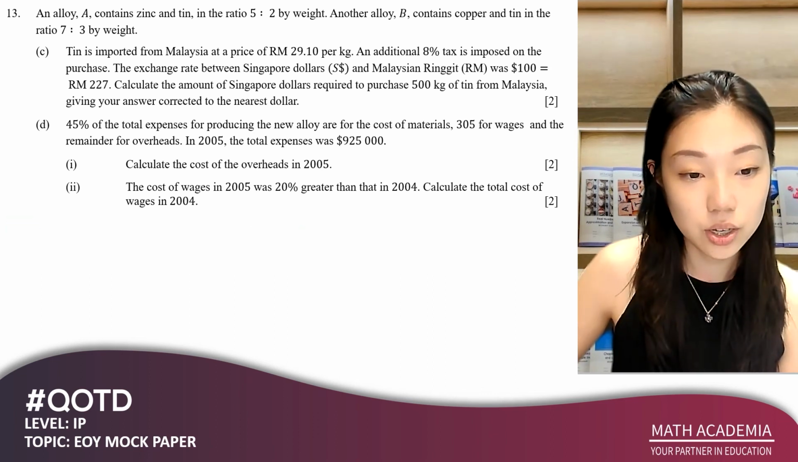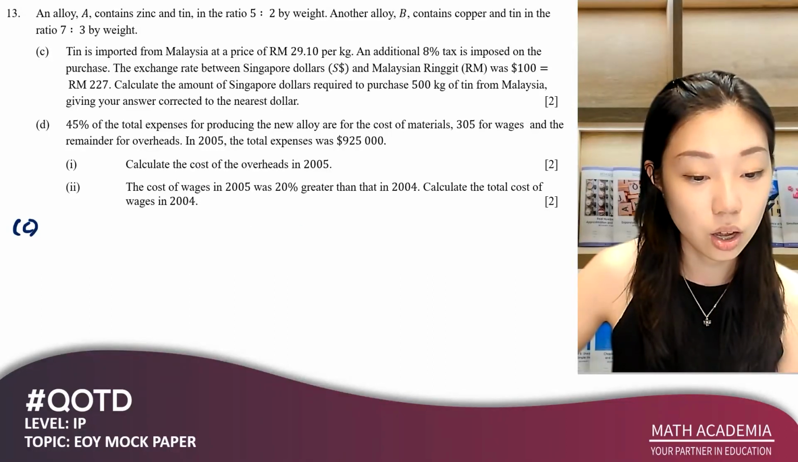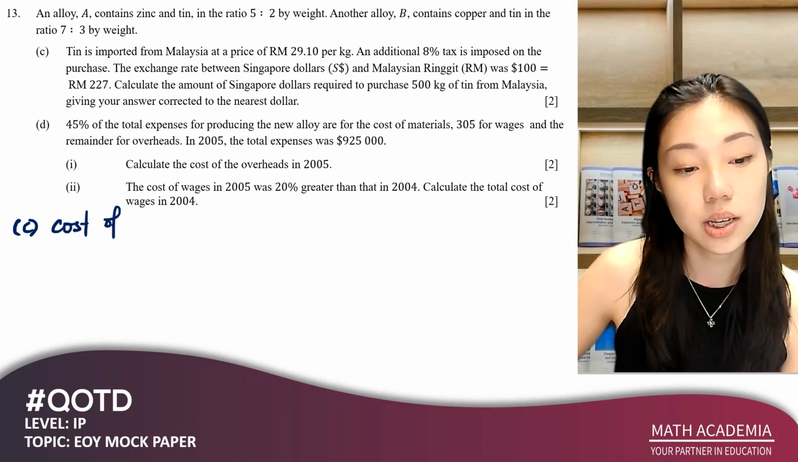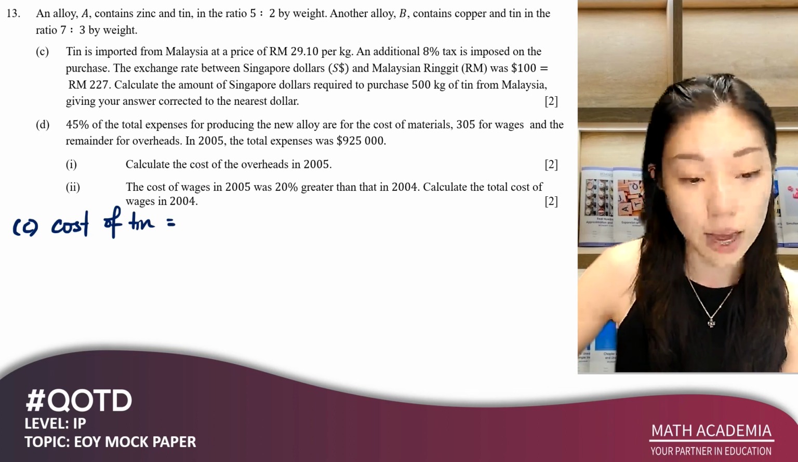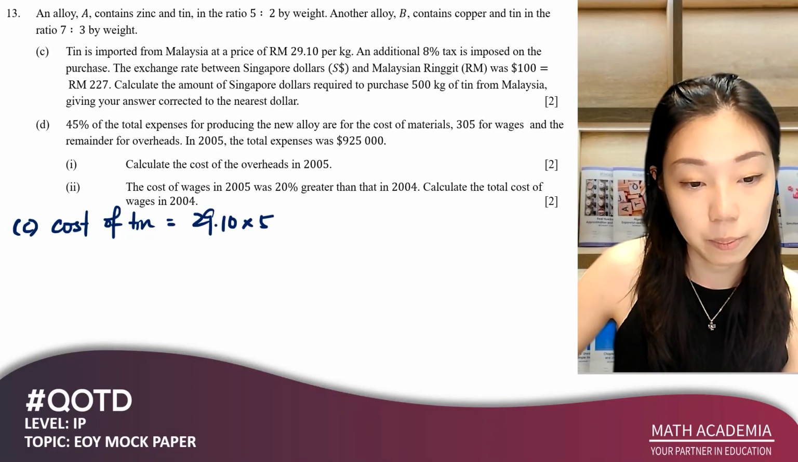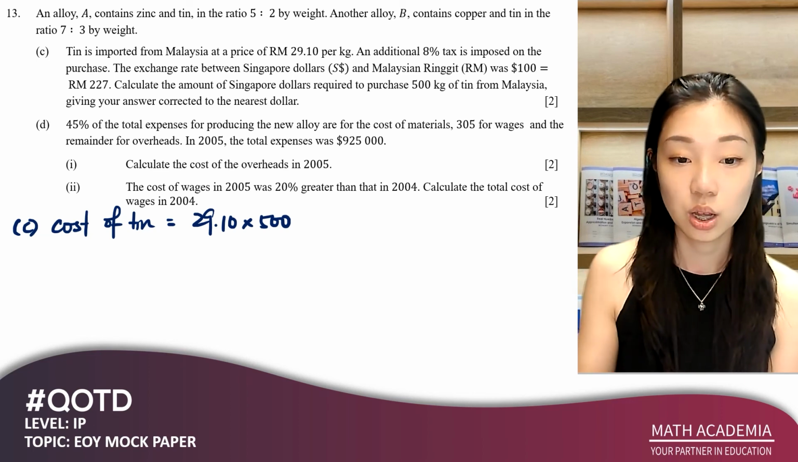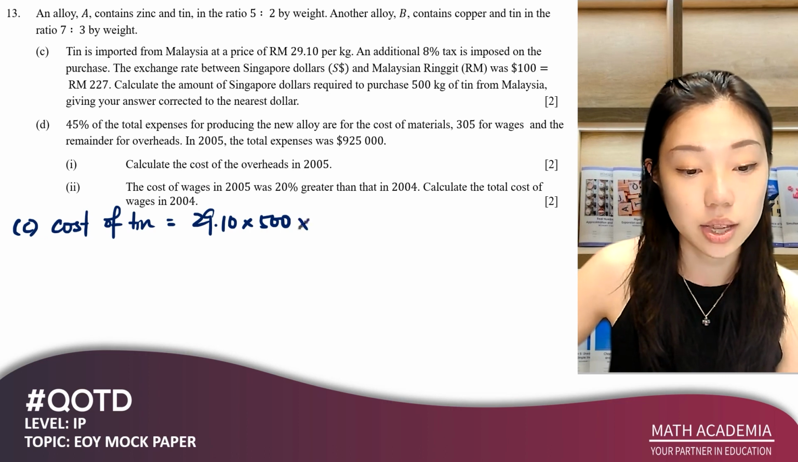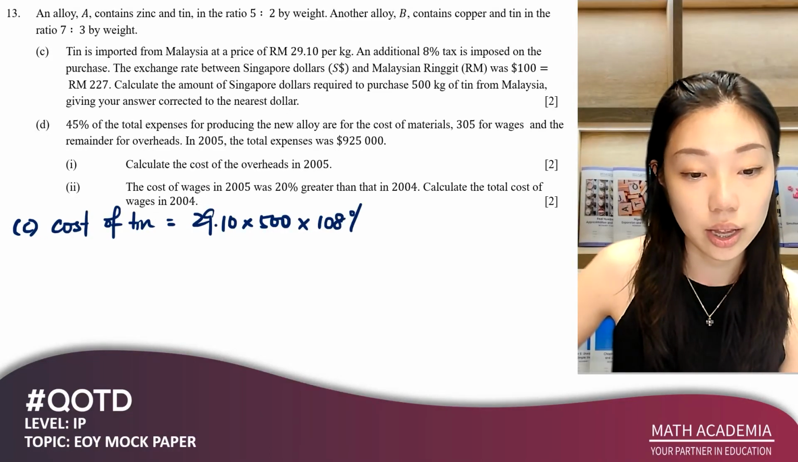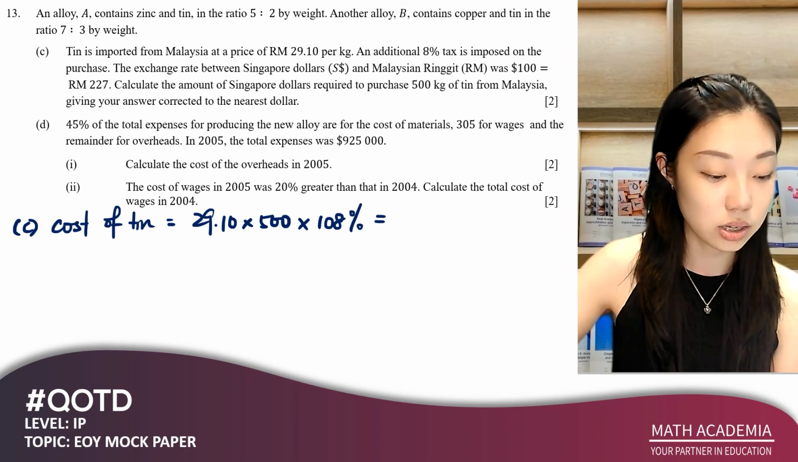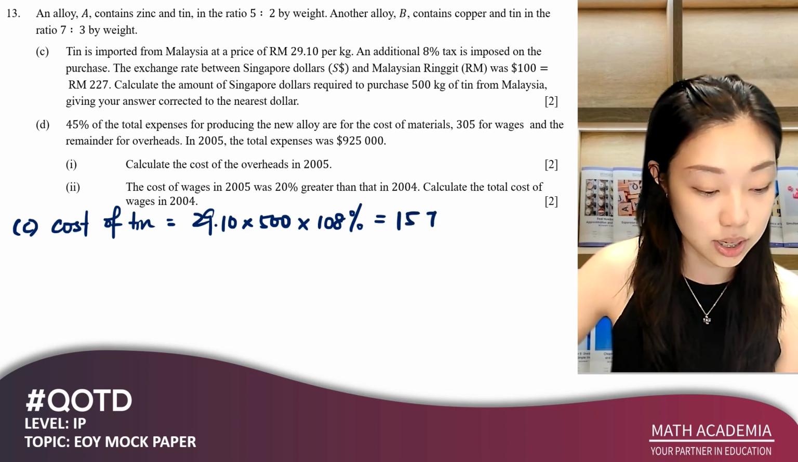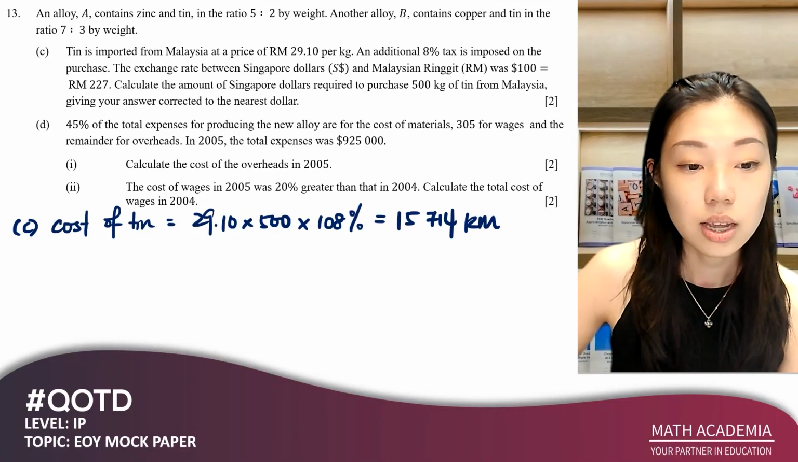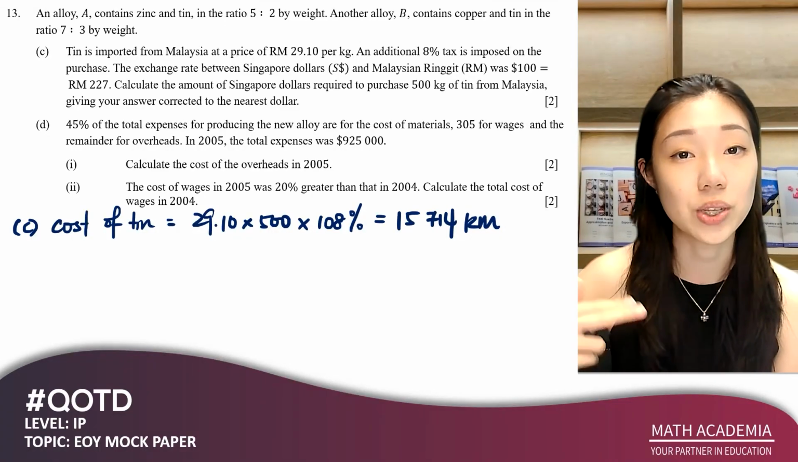So for part C, first of all, I need to find the cost of tin in Malaysia. So the cost of tin would be given by 29.1 multiplied by 500. Okay, that is the cost. But let's not forget that there is an 8% tax. So I need to add on the 8% tax, so I need to multiply by 108%. And that would give me 15,714 ringgit.